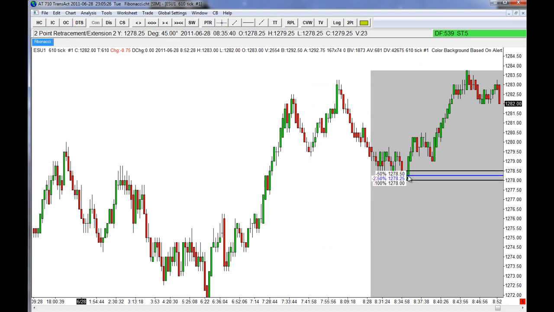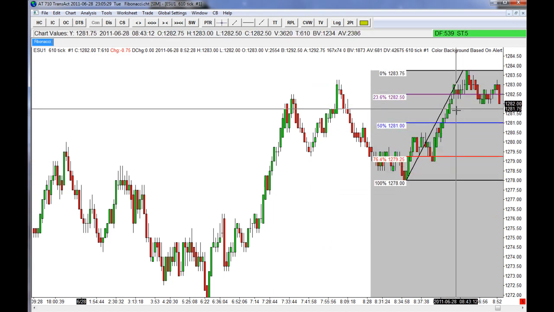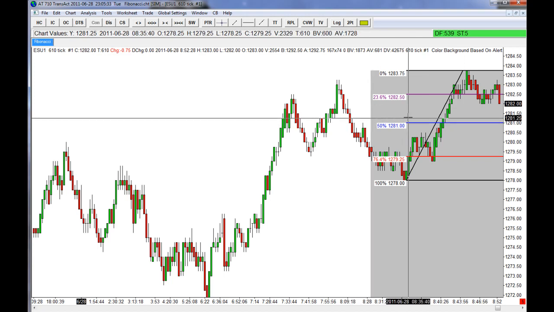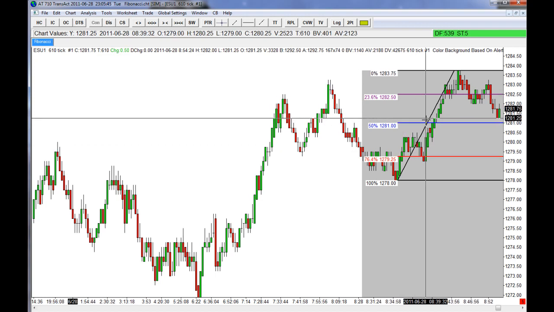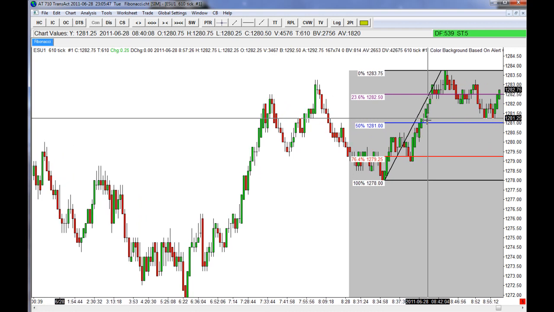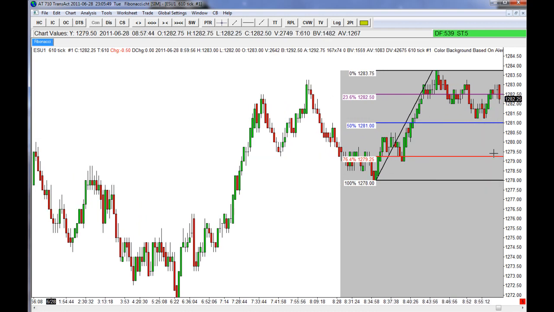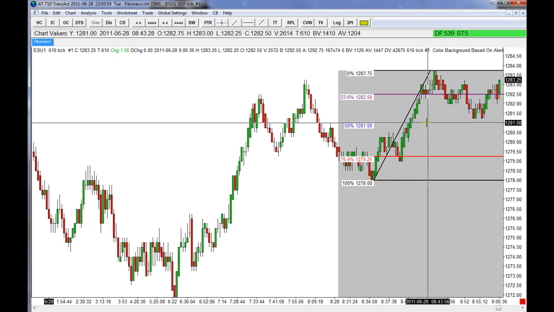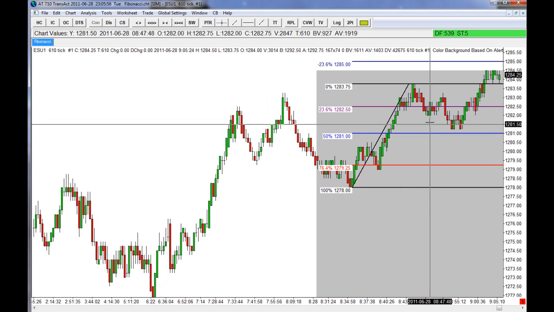Then I drew from this low to this high. I wasn't looking to take this trade because as you can see, the profit target would have been 5 ticks and the stop loss would have been 8. So I wasn't looking to trade this level. I was waiting either for a break of the 76.4% line, or for price to go above the 0% line, which it did right there.